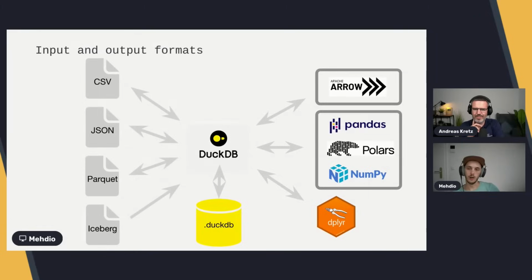And the cool thing is that it plays really well with libraries like pandas and Polars, thanks to Apache Arrow. Apache Arrow is a standard in-memory format, and so you have zero copy if you want to convert a DuckDB result into a pandas data frame or a Polars data frame. Also, you can query a pandas data frame using DuckDB.